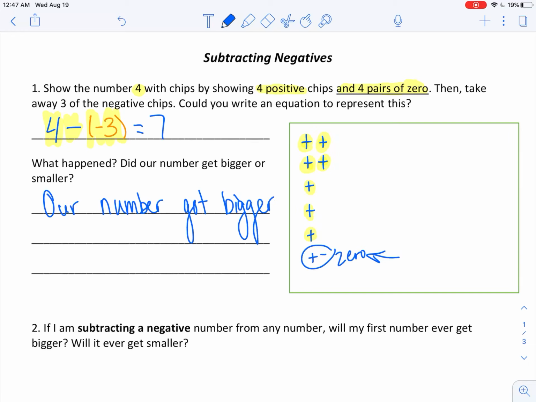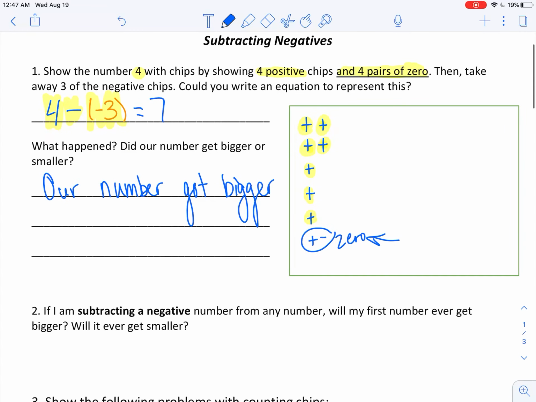Okay, so the big question then becomes, well, if I'm subtracting a negative number from any number, is that first number ever going to get bigger? Is it always going to get bigger? Will it ever get smaller? Well, let's try it with another quick example. So I'm going to do, let's see, 2, and then I'll have a couple pairs of 0.